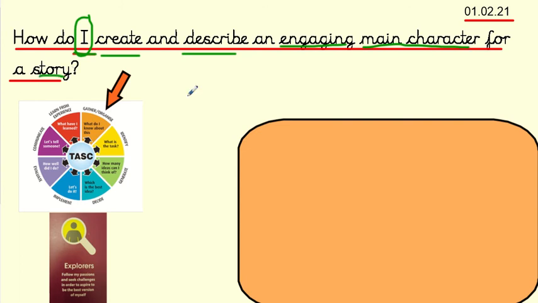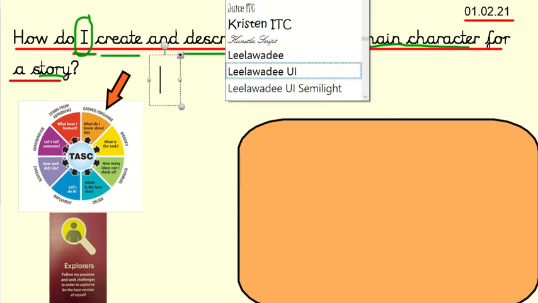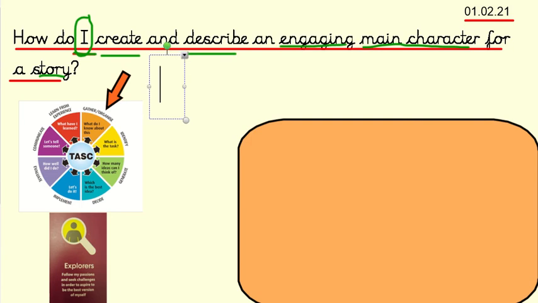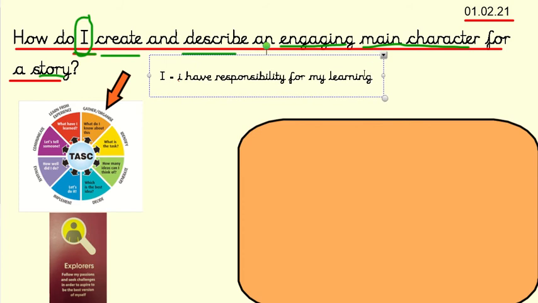So let's have a little think. What do I know about these words already? Well, I means that I or you will have to take responsibility for your own learning. So I have responsibility for my learning, which is always the case, but even more so when it is an I rather than a we. Okay, let's make that a bit bigger.